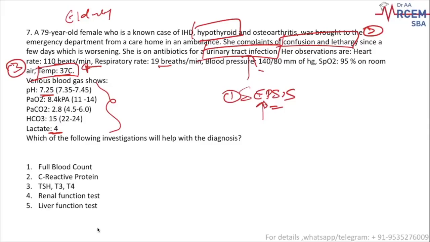So one parameter, two parameters, and the third parameter is altered sensorium. This is basically myxedema coma, what we are talking about. Because this patient is also hypothyroid, all goes in favor of myxedema coma. How can you diagnose this? Get a thyroid profile done, that is TSH, T3, and T4 levels.